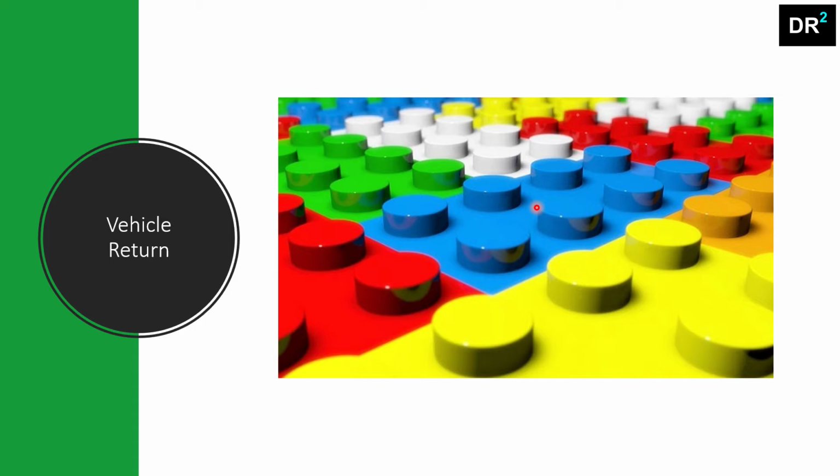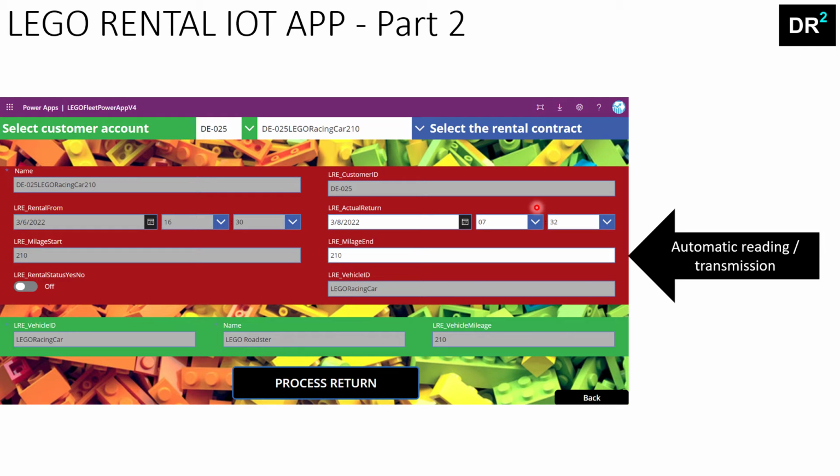Now, the last time, when we returned the vehicle, we selected here on top the customer account, we selected the rental contract, and then we entered the actual return date and time, and we also entered the mileage at the end of the trip manually. And that's what I want to change this time. Not the date. I just want to focus on the mileage because that's the one that we use for invoicing, and also for depreciation later.